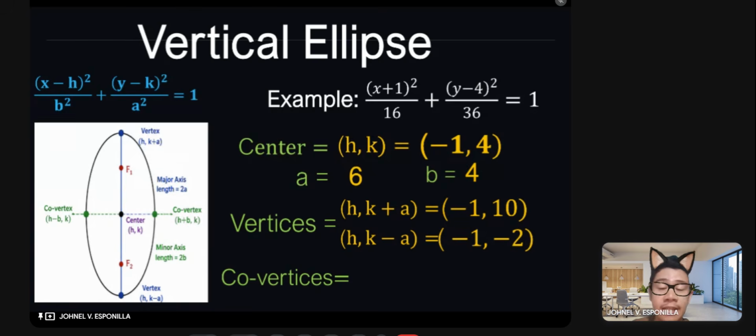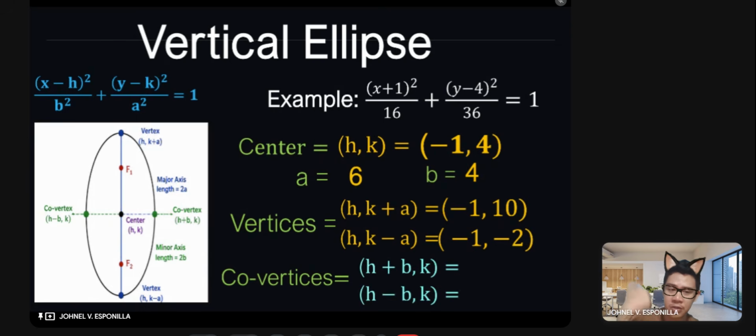And for the co-vertices, so kabaliktaran ni horizontal, sa H naman tayo magdadagdag ng B at magbabawas ng B. Ito po ang formula ng co-vertices. Okay, then substitute, then add and subtract. So H natin ay -1 plus 4, which is the value of B, and that is 3. Then copy the K, which is 4. Tapos sa H minus B, K naman, H ulit ay -1 minus 4, that is -5. Copy the K, which is 4. This is now the co-vertices of your vertical ellipse.